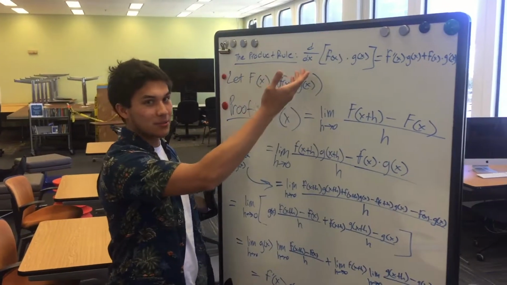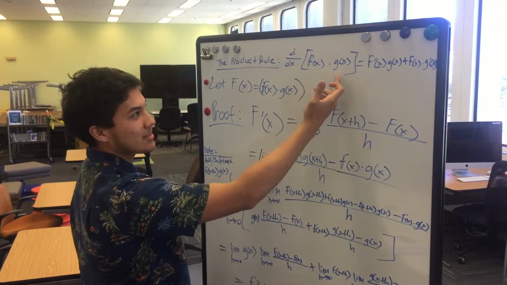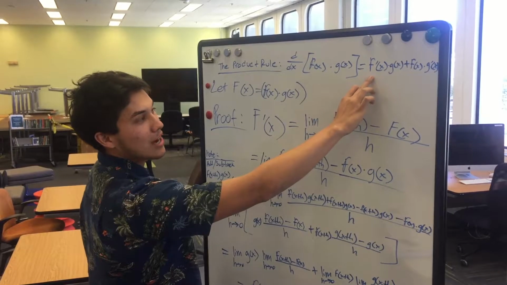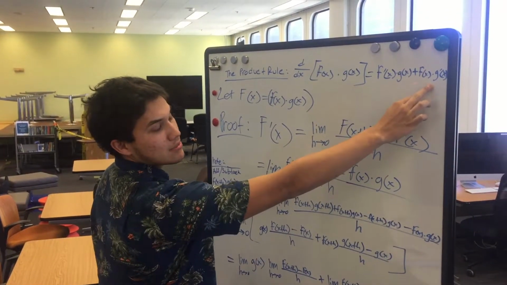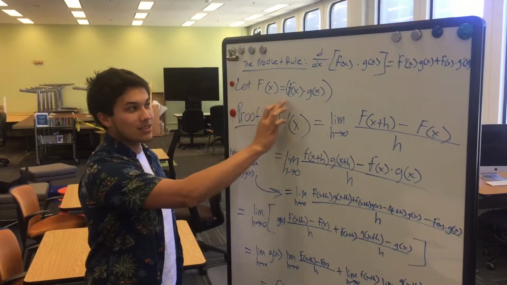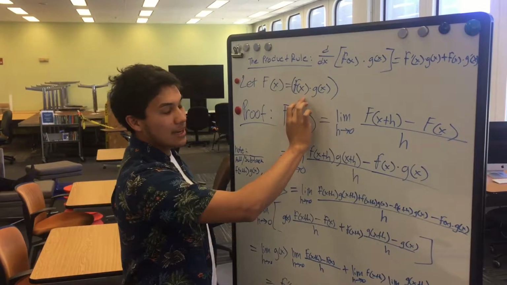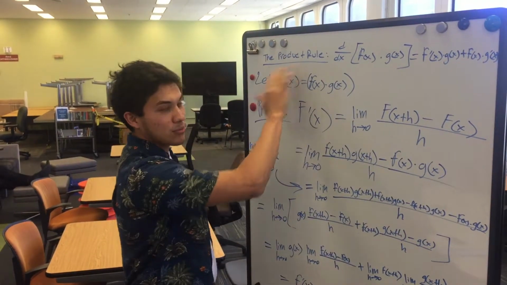This is the product rule. When you have the derivative of f of x times g of x, it equals f prime times g plus f of x times g prime. So we're going to let F of x equal f of x times g of x, and now we're going to prove our product rule.